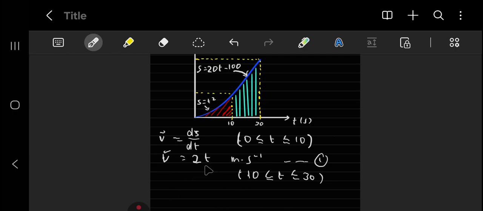30 seconds. Let's see. So now what is going to be your v? Your v is going to be equal to, remember, the derivative of 20t minus 100, which is just going to be 20 meters per second. So you see it's a constant, right? So this is the second equation. They all come from ds/dt.